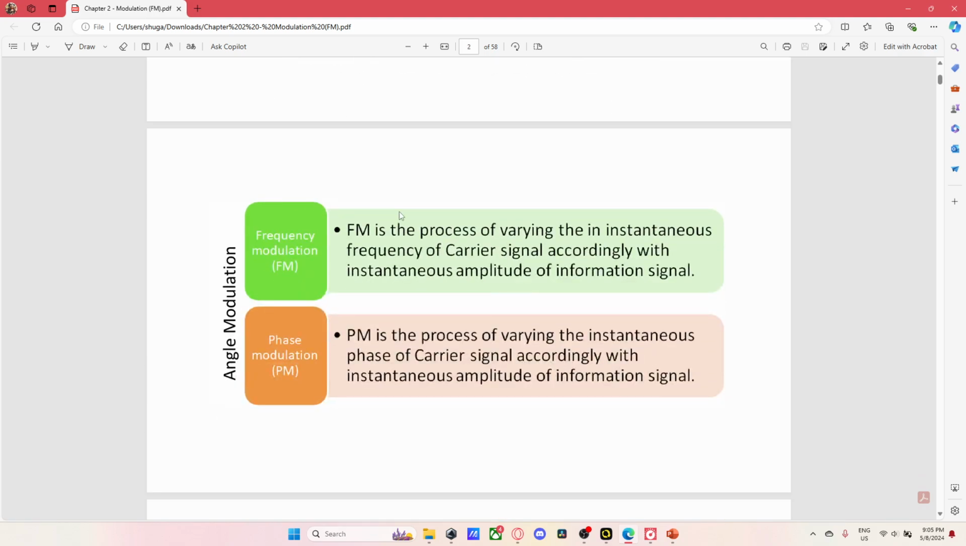In this topic, we are going to learn about angle modulation, which has two different parts: frequency modulation (FM) and phase modulation (PM). FM is the process of varying the instantaneous frequency of the carrier signal accordingly with the instantaneous amplitude of the information signal, while PM is the process of varying the instantaneous phase of the carrier signal accordingly with the instantaneous amplitude of the information signal. So the difference is whether it is comparing with the frequency or the phase of the signal.